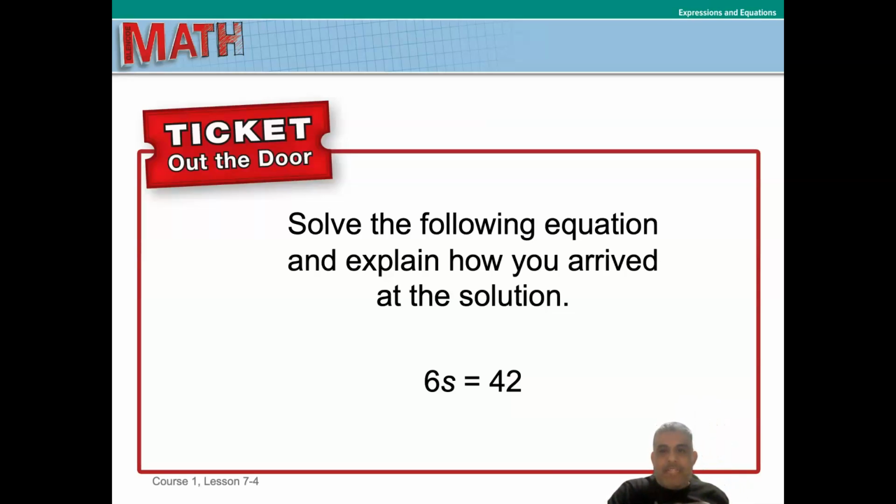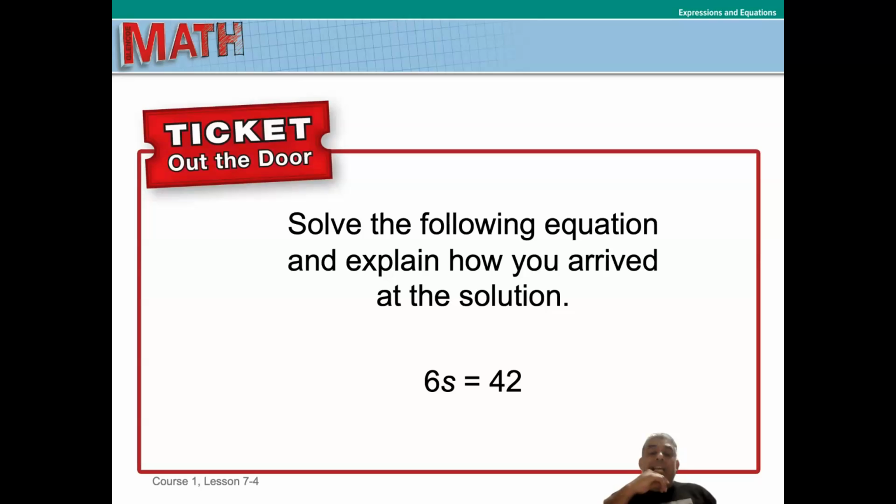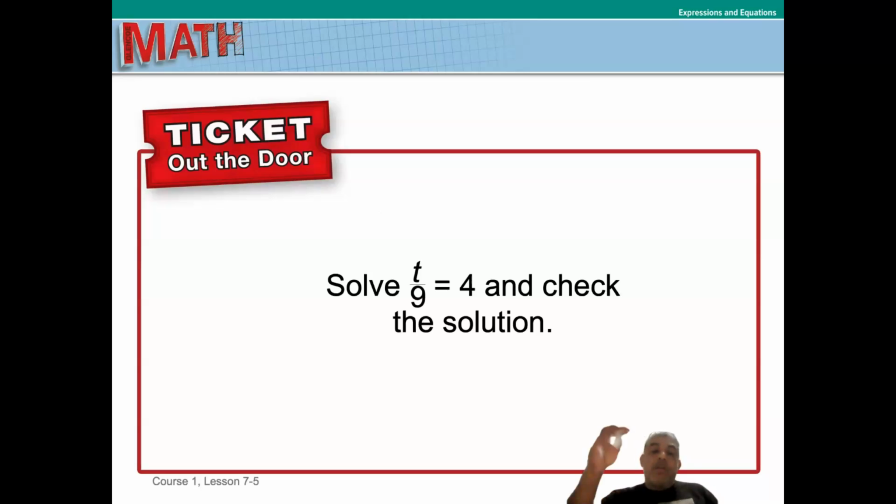You do have an exit ticket. Actually, you have two of them. Go ahead and solve this equation and solve this equation. This one is t divided by 9 equals 4. And this one is 6 times a quantity s equals 42. Put everything in your notebook. Feel free to rewind any of the explanations that I've given you and rewatch this video.